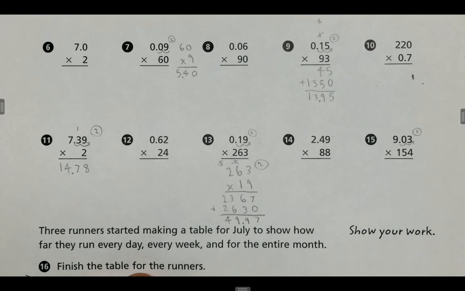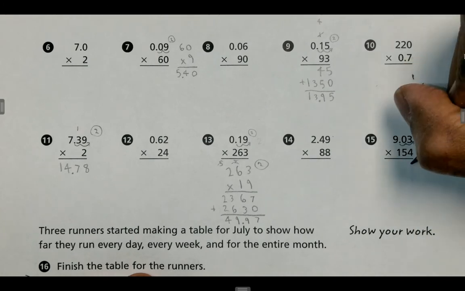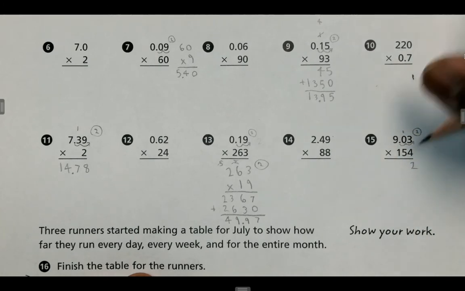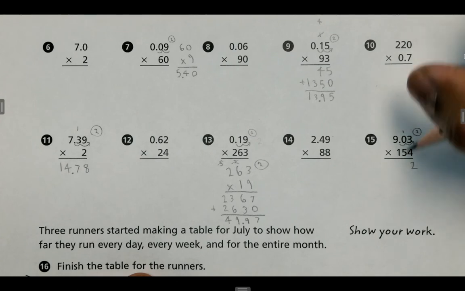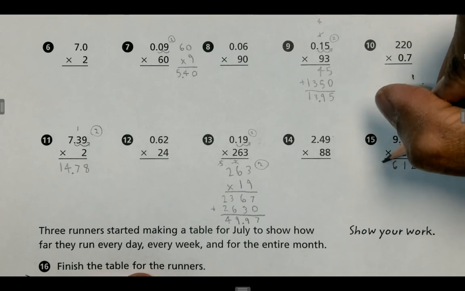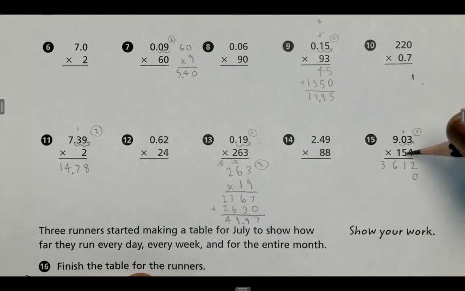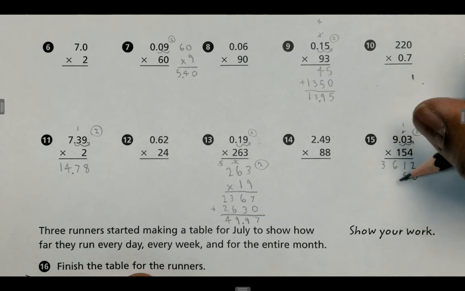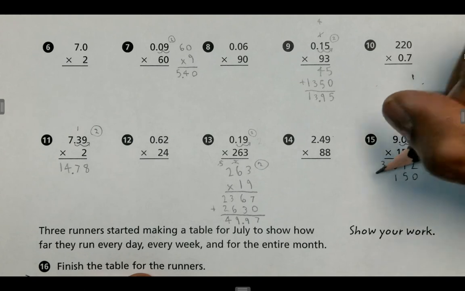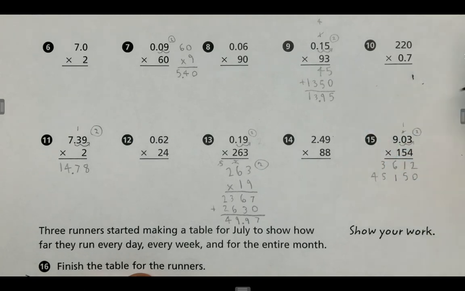Let's get started. First row, 903 times 4. 4 times 3 is 12. 2 comes down, 1 gets carried. 4 times 0 is 0 plus 1. 4 times 9 is 36. First row is now complete. 0 placeholder down. Second row, 5 times 3 is 15. 5 comes down, 1 gets carried. 5 times 0 is 0 plus the 1 is 1. 5 times 9 is 45. Second row is complete. Third row, put 2 0 placeholders down and solve.